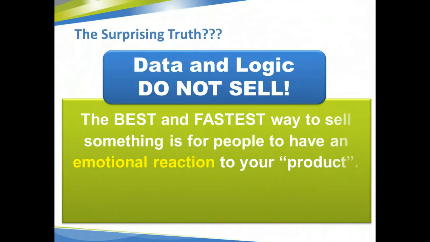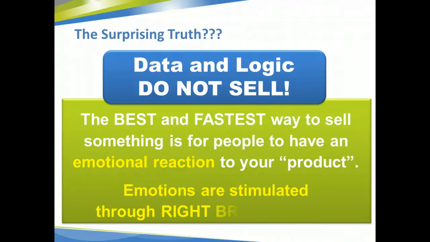What does sell people, the fastest and the best way, is for people to have an emotional reaction. Fear or pleasure. Fear that, oh my goodness, I'm losing out. Oh my goodness, that I'm not going to get that. Or pleasure, wow, more money, more of this, more of that. When your emotions are stimulated, that is happening because of right brain thinking.